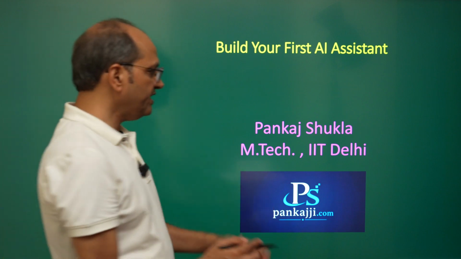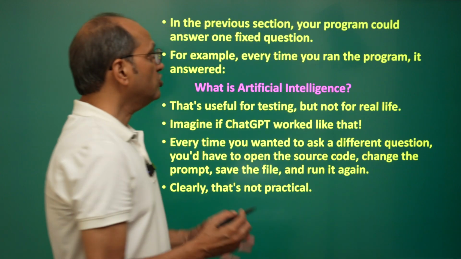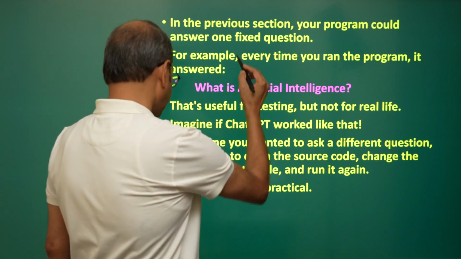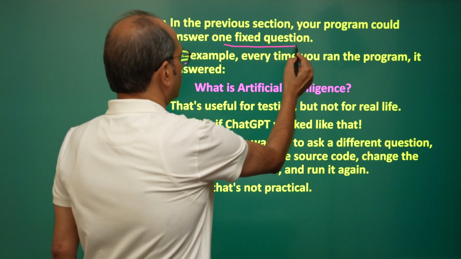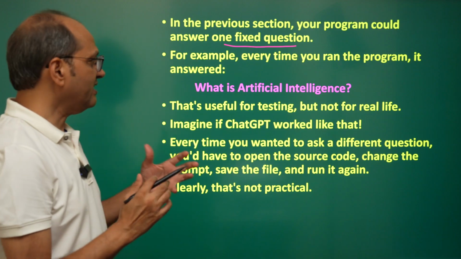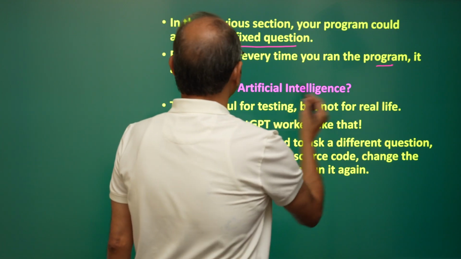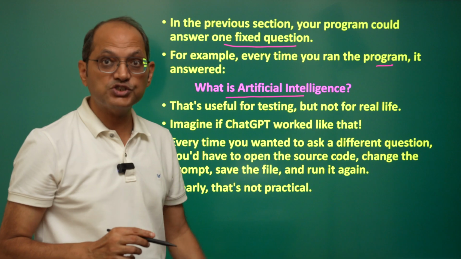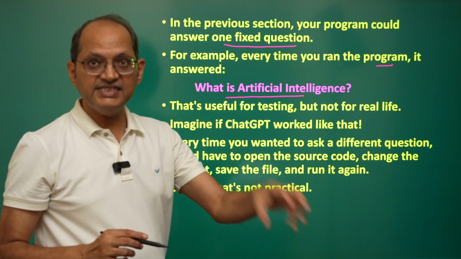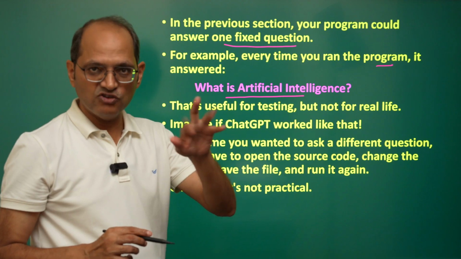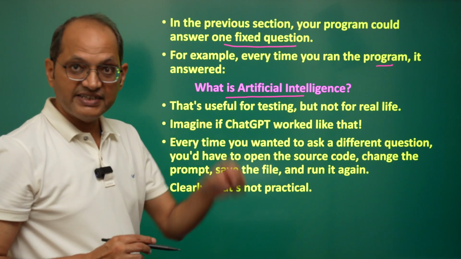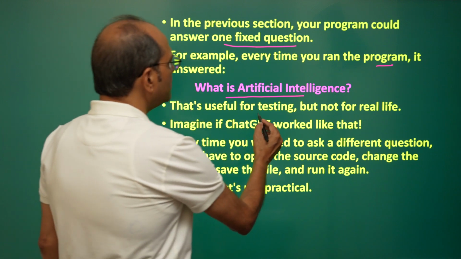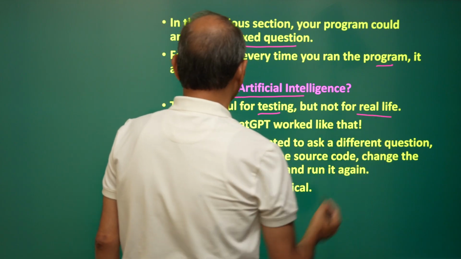So in the previous section, your program could answer one fixed question which you have written inside the program itself. For example, every time you ran the program, it answered "What is artificial intelligence?" And whenever you have to change the question, you have to go inside the file and modify the question in the program itself, then run it again, then you will get the responses. That's useful for testing, but not for real life.